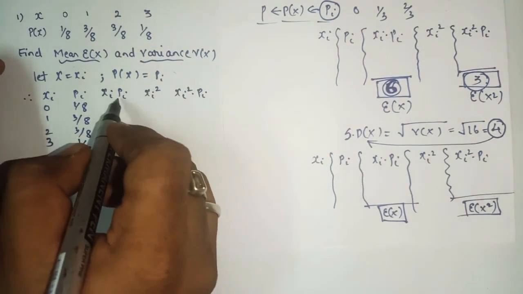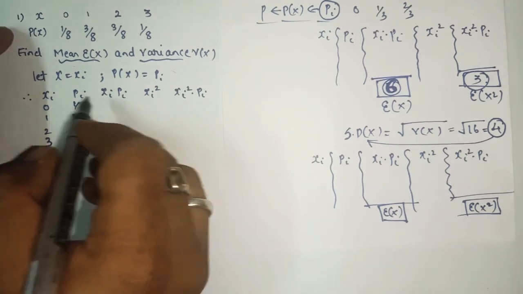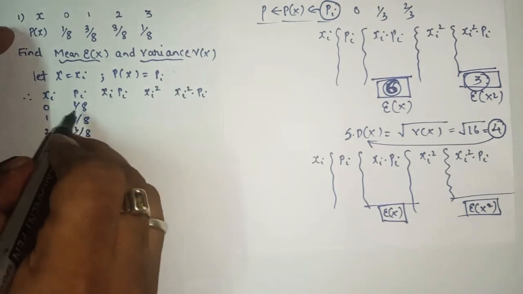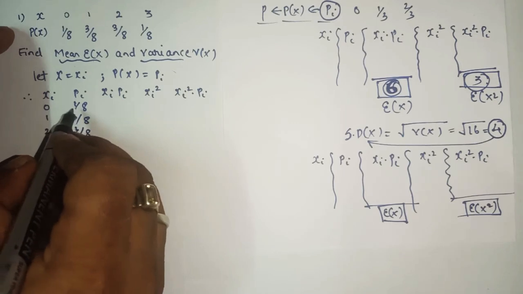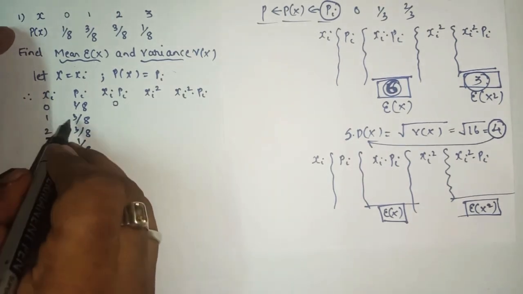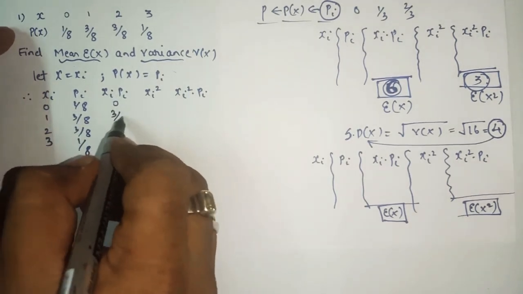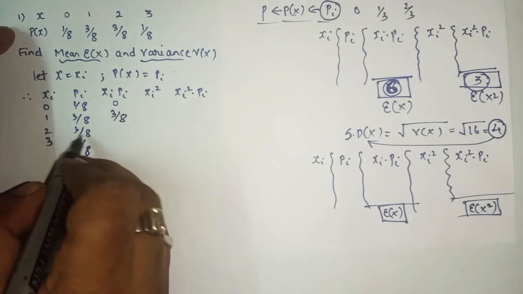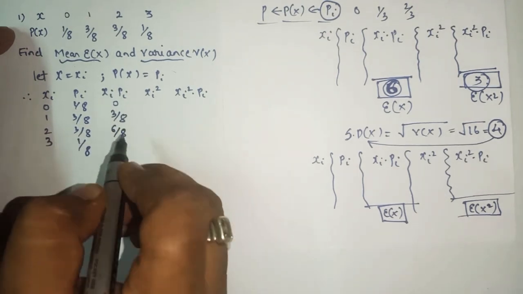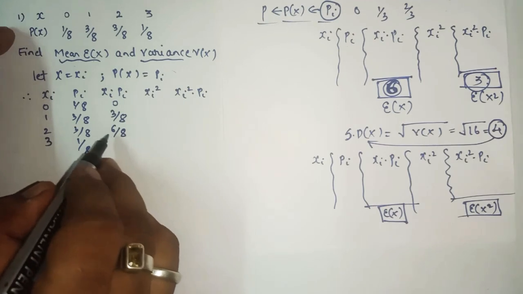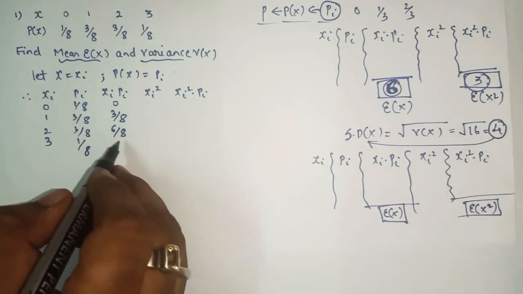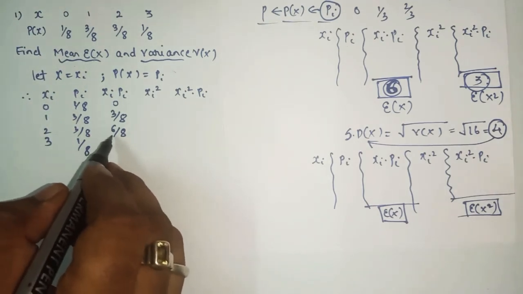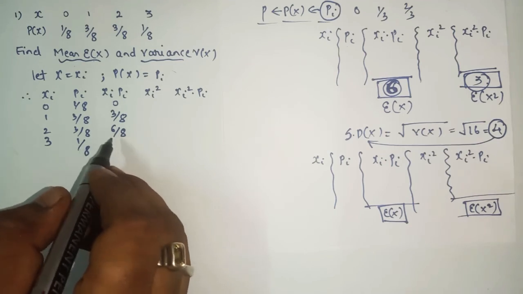So xi pi, you have to multiply these two columns. So 0 into 1 by 8 is 0. 1 into 3 upon 8 is 3 by 8. 2 into 3 upon 8 is 6 by 8. Here clearly we can see that 6 upon 8, we can cancel this by 2, 2 3s are 6, 2 4s are 8.